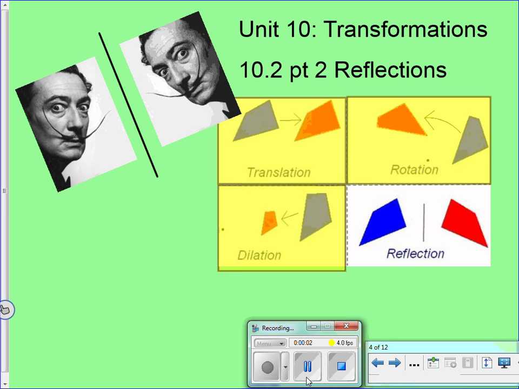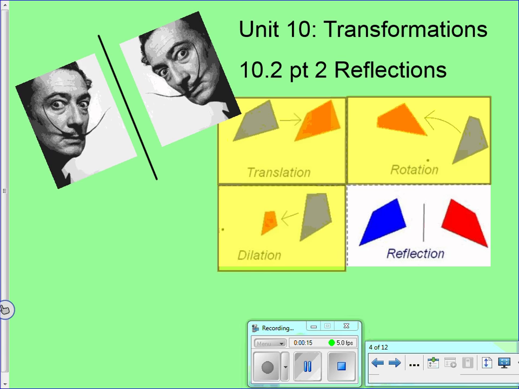Hey everybody, this is Mr. Munson. We're in Unit 10, Transformations. This is concept number 2, part 2, Reflections. What we're going to be looking at is taking objects and reflecting them over a line. Let's go ahead and get started.